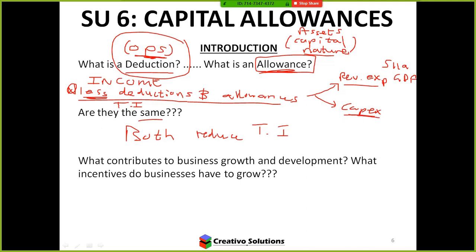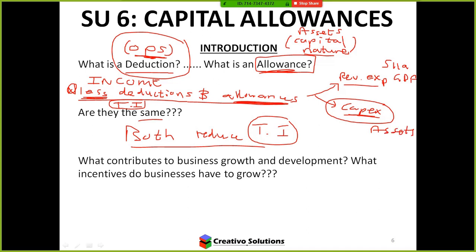Right, so what does SARS allow you to do? Well, they'll say you can claim an allowance. So, in other words, a portion of the capital expenditure can be written off as a deduction, in inverted commas, against your income when determining your taxable income. All right, so both reduce taxable income. They're similar, but they're different because the one relates to operations and the other relates to capital expenditure or assets.